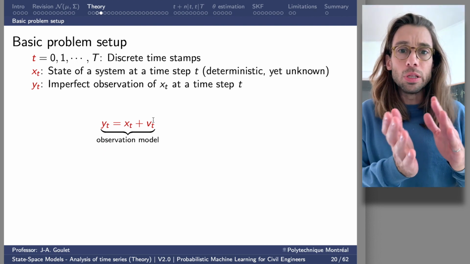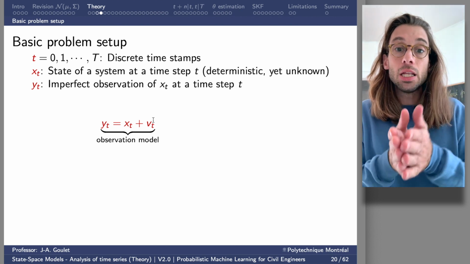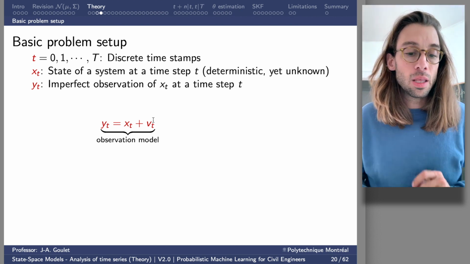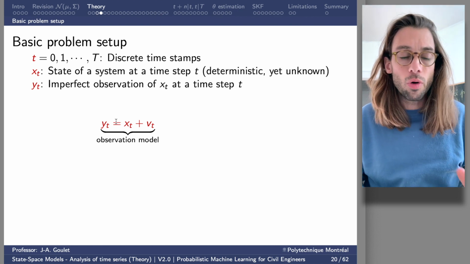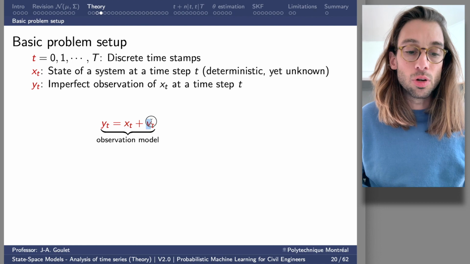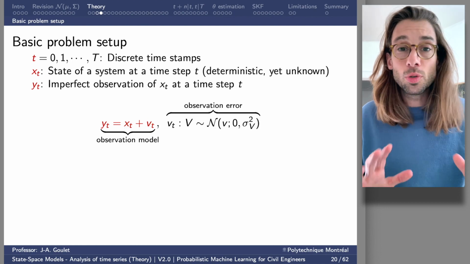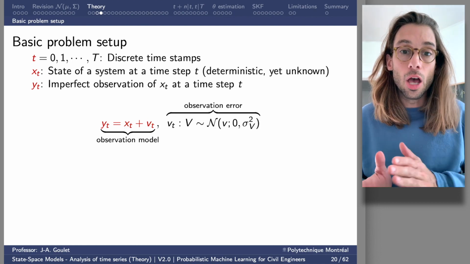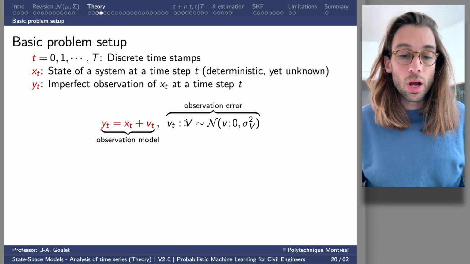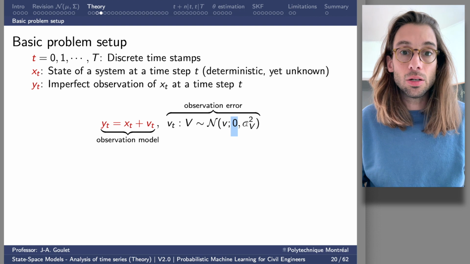What is the relation between what we observe and the hidden states? In this case, we have a single hidden state, xt, so it's a simple linear equation. My observation is the current temperature plus an observation error, where the observation error is a realization of a Gaussian random variable with mean 0 and variance sigma v squared.